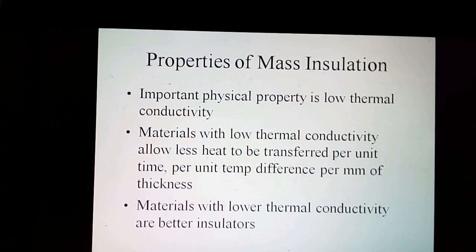Physical properties. Mass insulation. For mass insulation types, the most important physical property is thermal conductivity. Materials with lower thermal conductivity allow less heat to be transferred per unit time, per unit temperature difference, per inch in thickness, all other items being the same. Materials with lower thermal conductivity are better insulators. Commercially available mass insulations have low thermal conductivities.